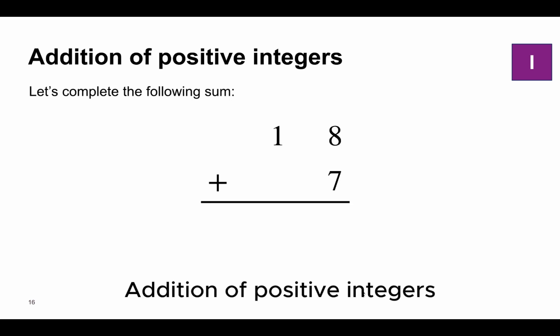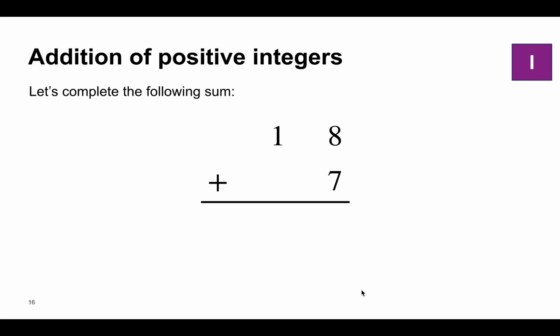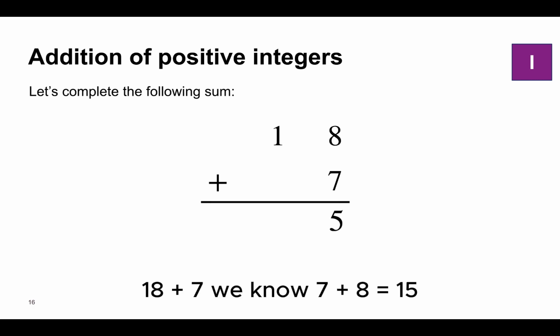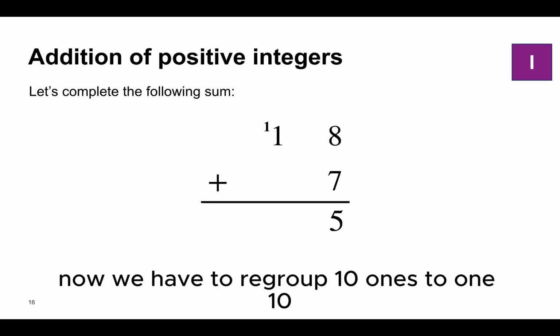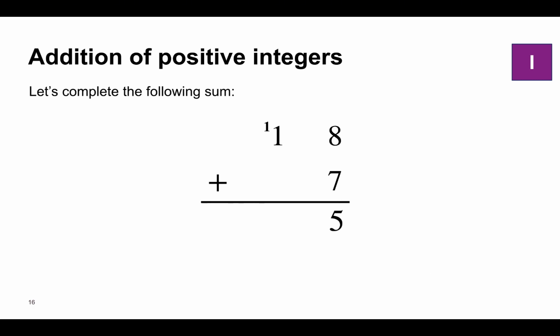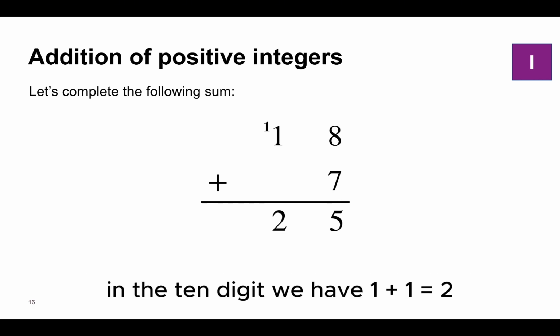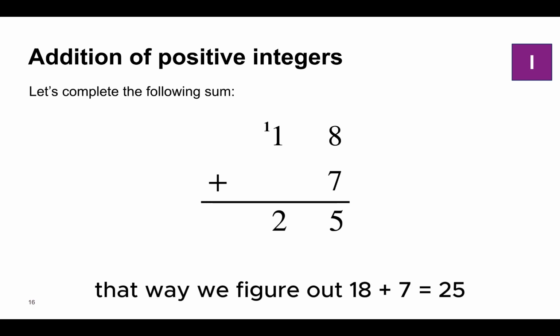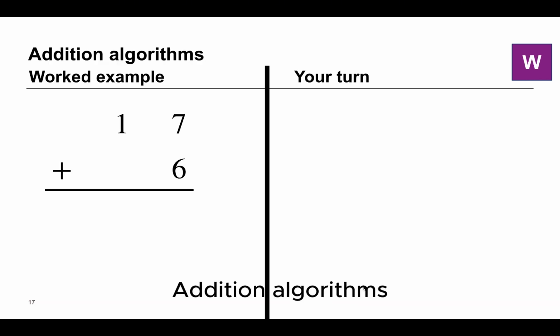Addition of positive integers. Let's complete the following sums. 18 plus 7. We know 7 plus 8 equals 15. Now we have to regroup 10 ones to 1 ten. In the tens digit, we have 1 plus 1 equals 2. That way we figure out 18 plus 7 equals 25.